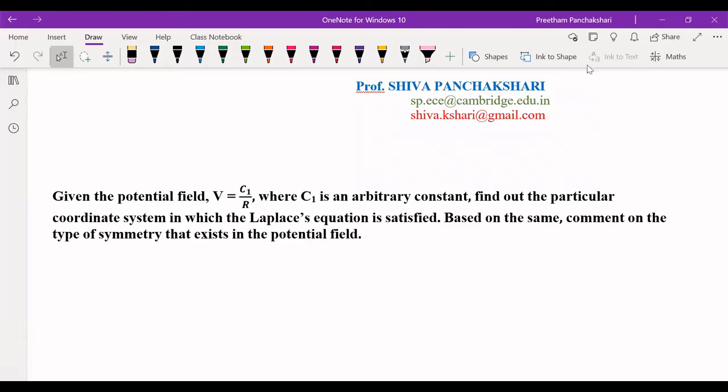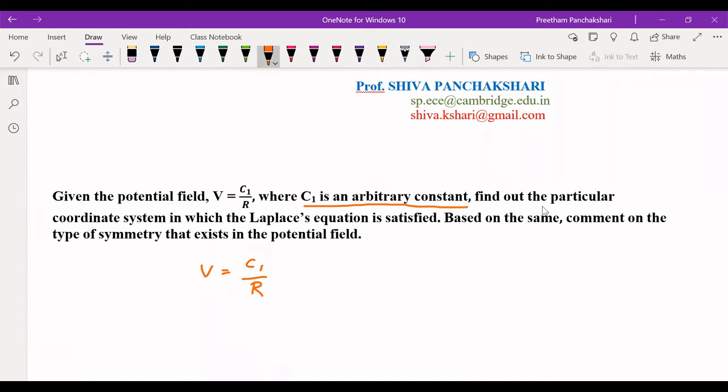In this video, I am discussing quite a different problem on Laplace equation. Here, a potential field V is given, which is equal to some constant divided by a variable. That is V equal to C1 by R. It is given that C1 is an arbitrary constant.